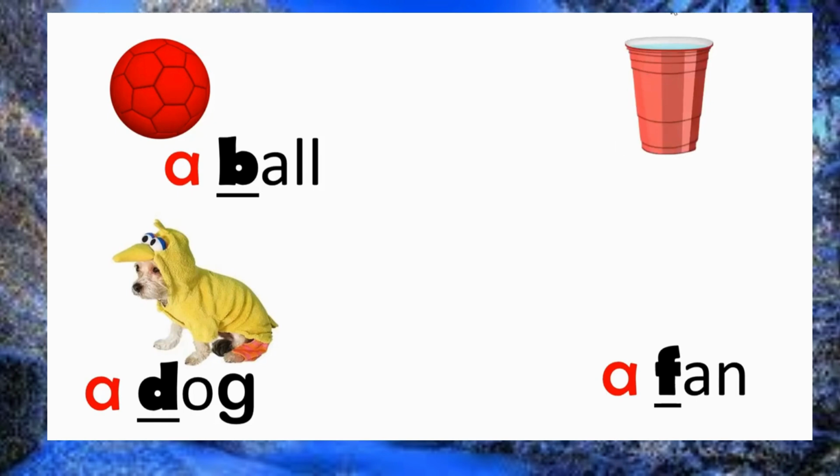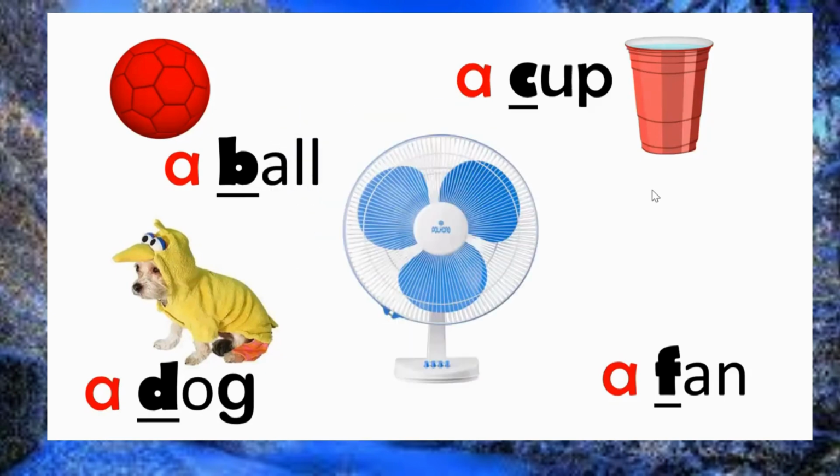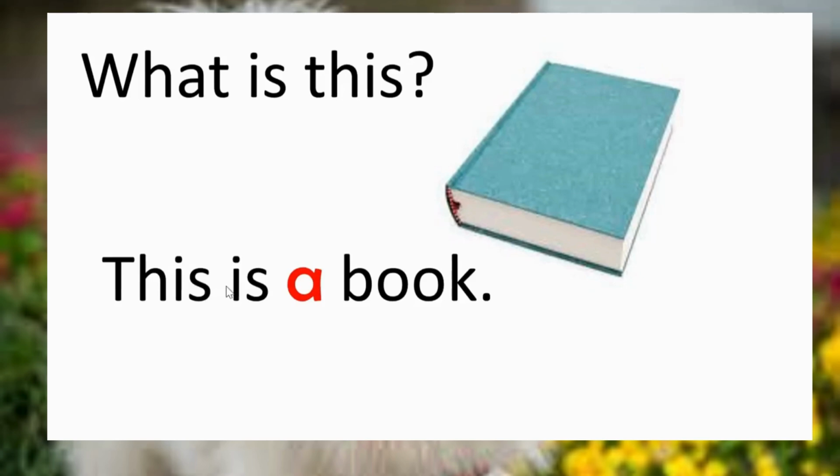Now, cup. This is a cup. A cup. Finally, what is this? A book, notebook, textbook. They all begin with consonant sounds. So we say, this is a book. You can also say, this is a notebook. This is a textbook. That will be fine.